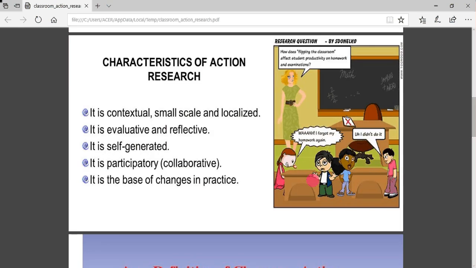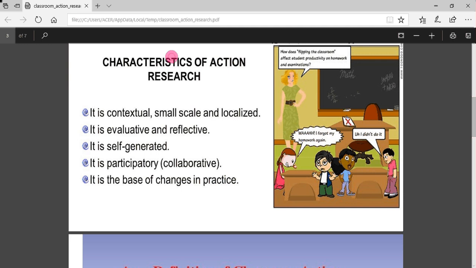Now we are going to talk about the characteristics of classroom action research. Take for example, classroom action research is very contextual, meaning this only occurs in a very specific classroom, a very specific context, which is very small and localized.